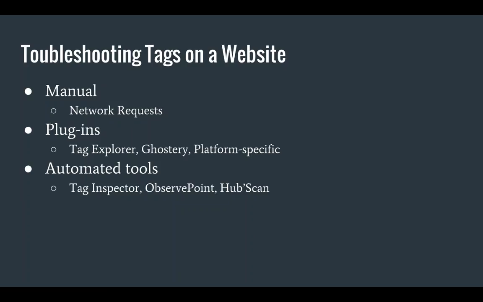There's also a number of plugins out there. I have our own Tag Explorer, which is a free plugin on Chrome. So if you just go to the Chrome store and search for Tag Explorer, you can find that. I'll have some examples of that later. Another really popular one, with very similar functionality to our Tag Explorer, is Ghostery. There you can see, when you manually go to a page, all the different tags that have fired on that particular page. And then a number of platforms have platform-specific plugins that can be used if you're trying to troubleshoot an implementation, or you know exactly what you're looking for. And then there are also automated tools such as Tag Inspector, ObservePoint, and HubScan, which are a few others in the space that you probably either have heard of or will at some point in the future.